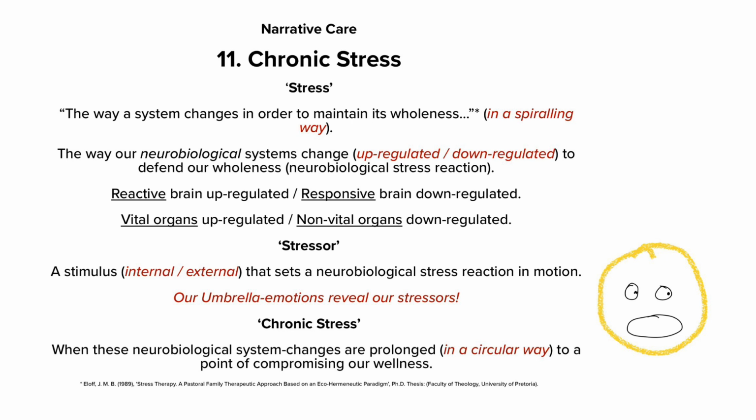Chronic stress. Stress is the way a system changes in order to maintain its wholeness in a spiraling way. The way our neurobiological systems change, are upregulated or downregulated to defend our wholeness, is our neurobiological stress reaction. Our reactive brain gets upregulated, our responsive brain gets downregulated. Our vital organs get upregulated, our non-vital organs get downregulated.